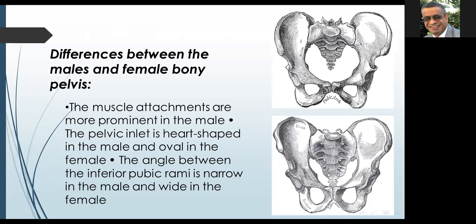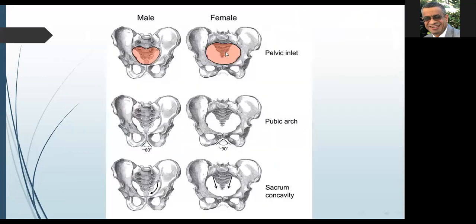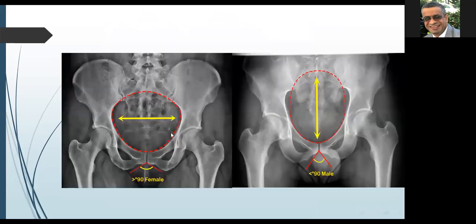This is a comparison between the female and male pelvis. Here we can see the heart-shaped inlet, and here the oval. Here the angle is more than 90 degrees, here it is less, and the concavity also. All these differences are because of the female function in childbearing. This is also the shape of the inlet in male and female, and also the angle is more than 90 degrees in the female.